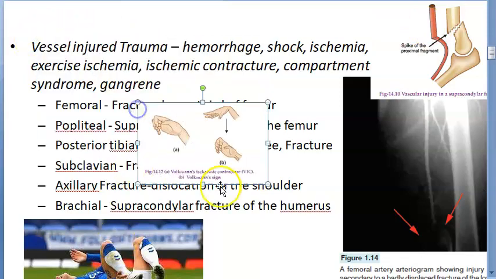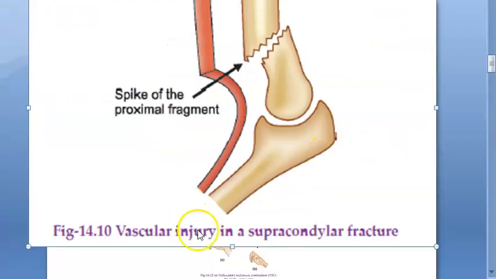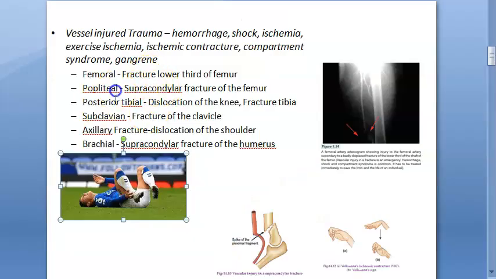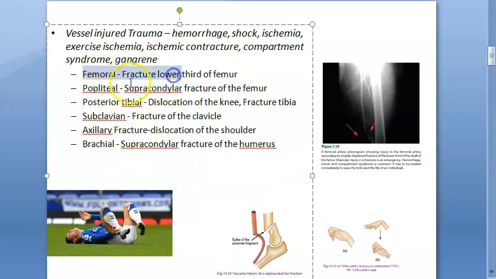They are talking about a supracondylar fracture here. Vascular injury in a supracondylar fracture: the brachial artery becomes occluded. Just look at the other things here. We spoke about the femoral artery, popliteal artery because of supracondylar fracture of the femur. Similarly, you have supracondylar fracture of the humerus where the brachial artery is affected. Then dislocation of the knee or fracture of the tibia can cause posterior tibial artery injury. If you injure your clavicle, guys, then you can injure the subclavian artery.